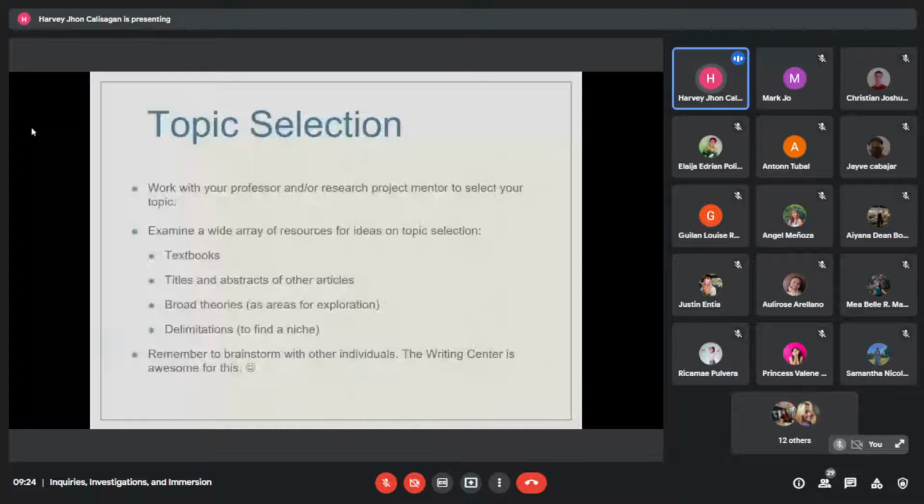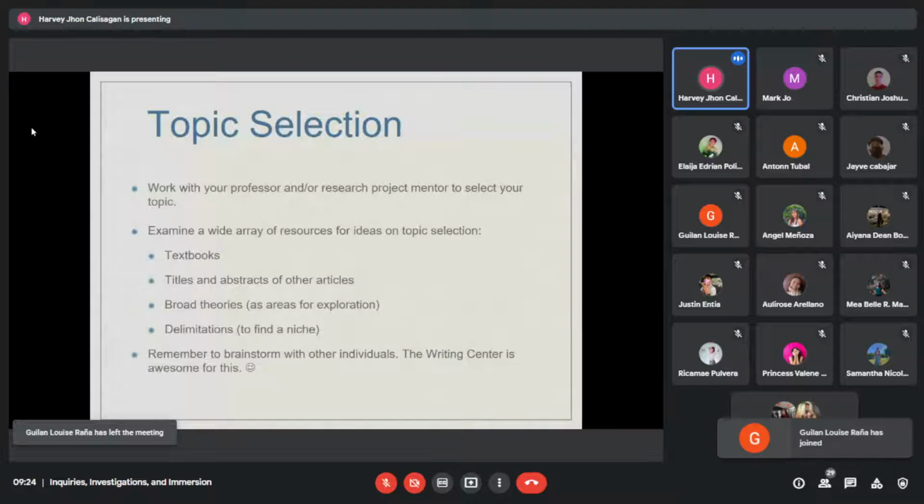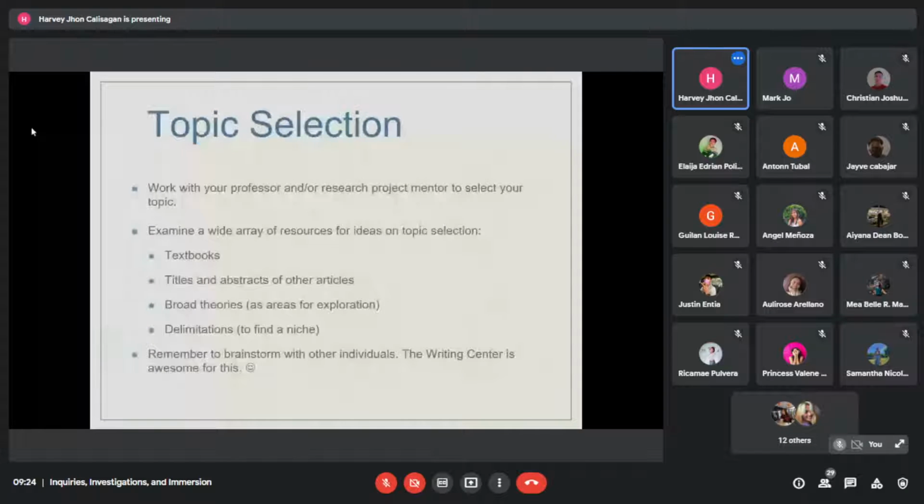And remember to brainstorm with other individuals. That's the point of the groupings. Di ba? More brains are better than one. So you don't have to work alone. You don't have to publish your research alone. You have to work as a team. What if the idea of this person is better than yours? Or the idea of your other members is more fruitful than yours. It will be a good help as well. It benefits each member of the team. So, nasabtan ninyo ang topic selection?